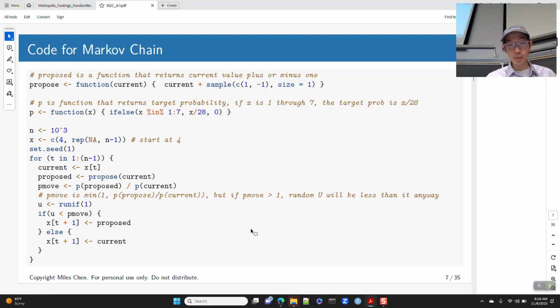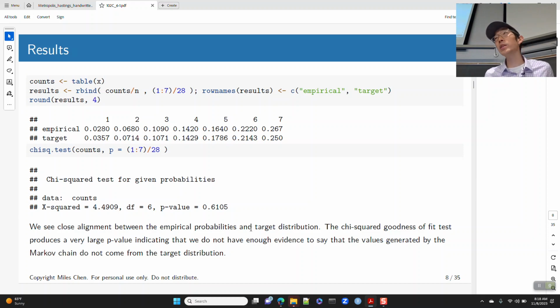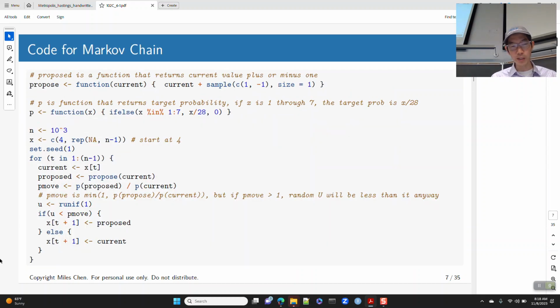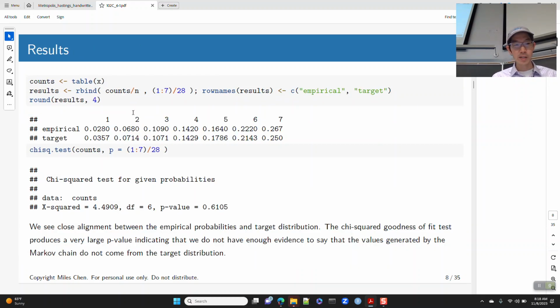Okay, so I will let this run, and this is after 1,000 iterations. So I tally up all of my different values for x. I've got 1,000 of these things, and I round this off. So I end up at state 1 28 times out of 1,000, which gives me an empirical result of 0.028. I end up at state 2 68 times, so that's an empirical probability of 0.068.